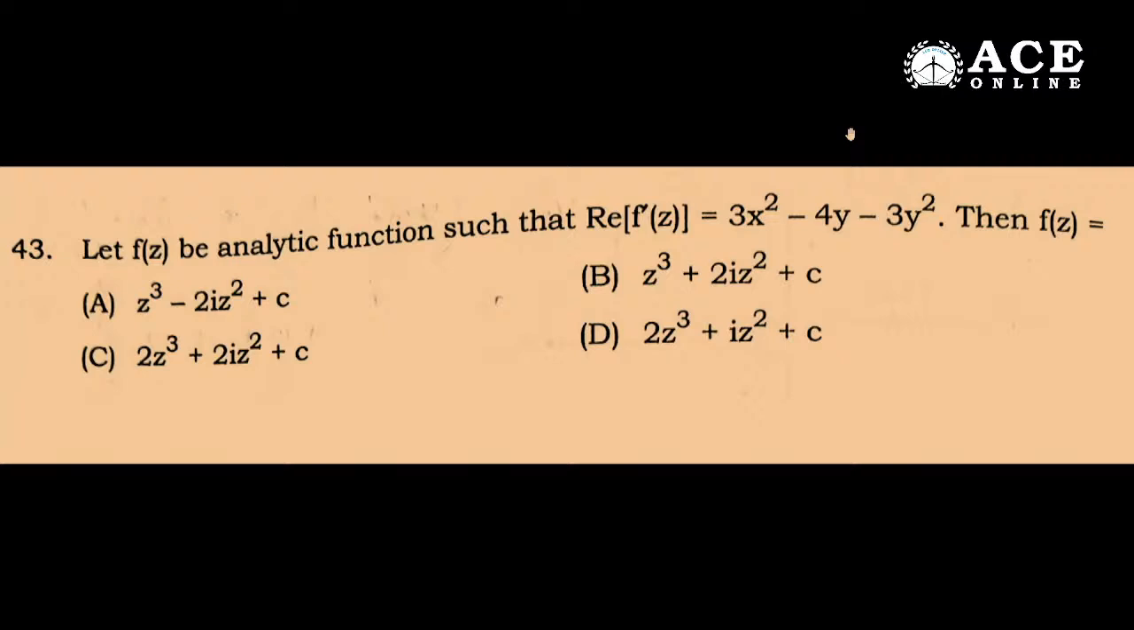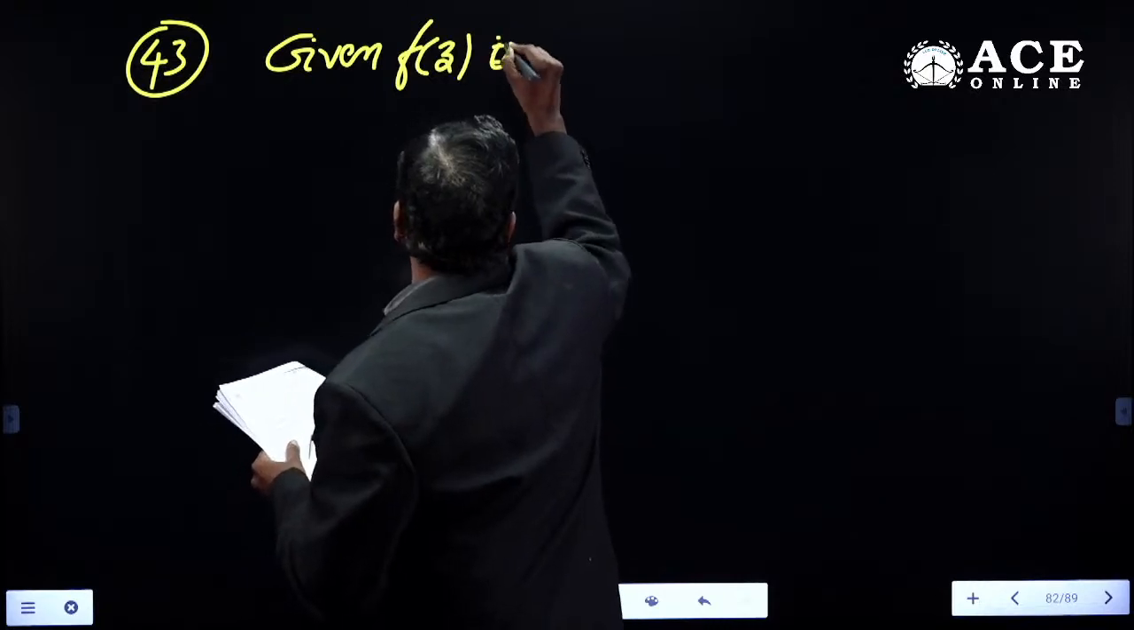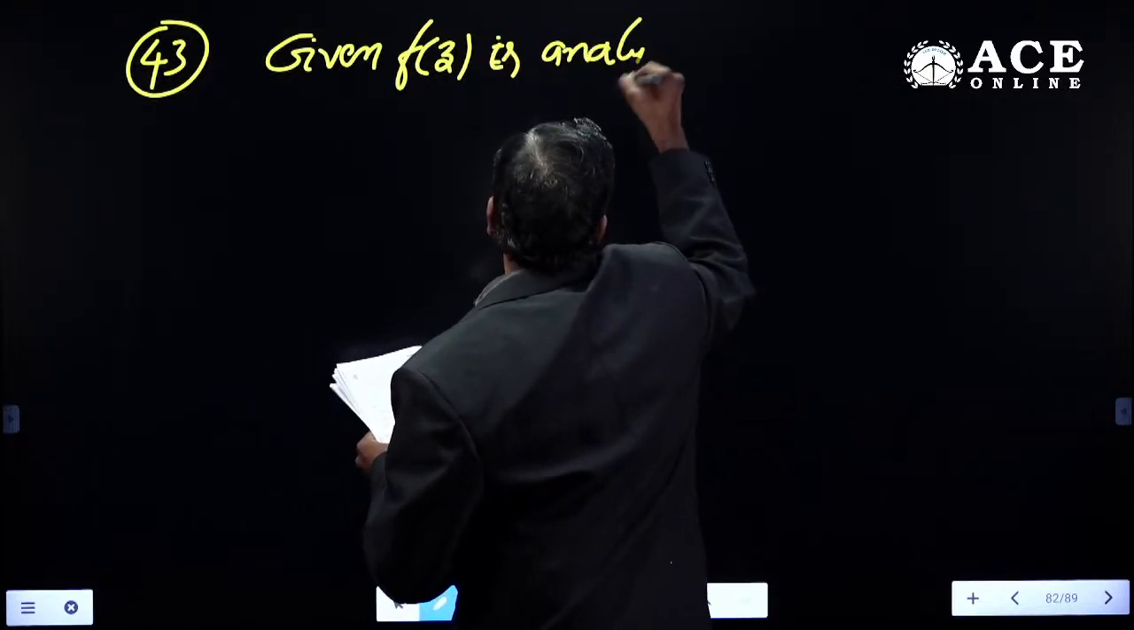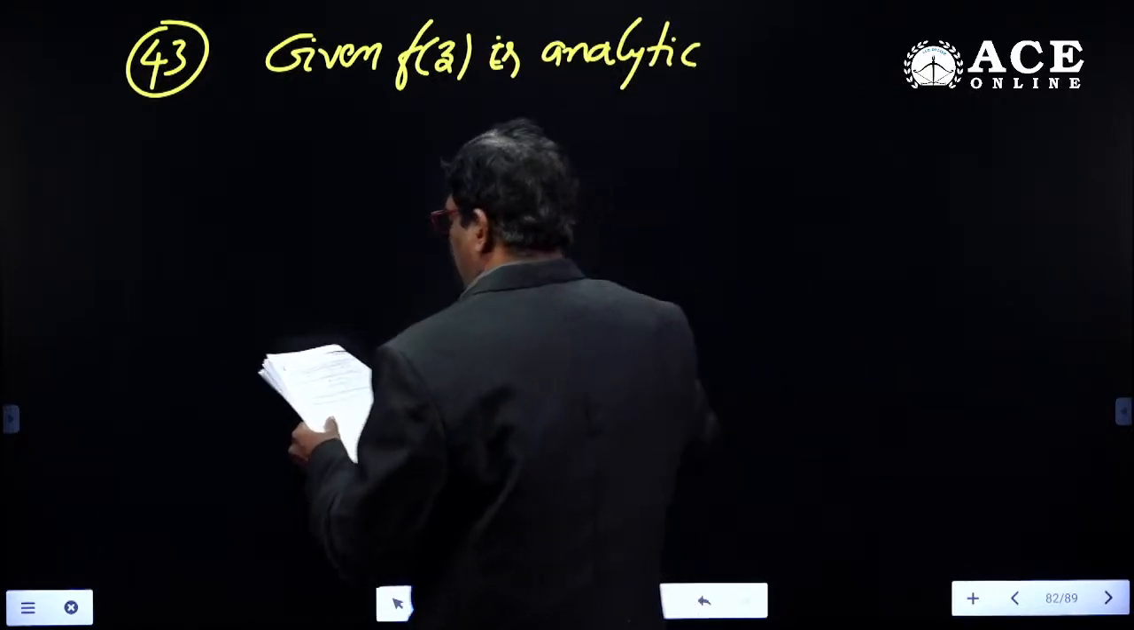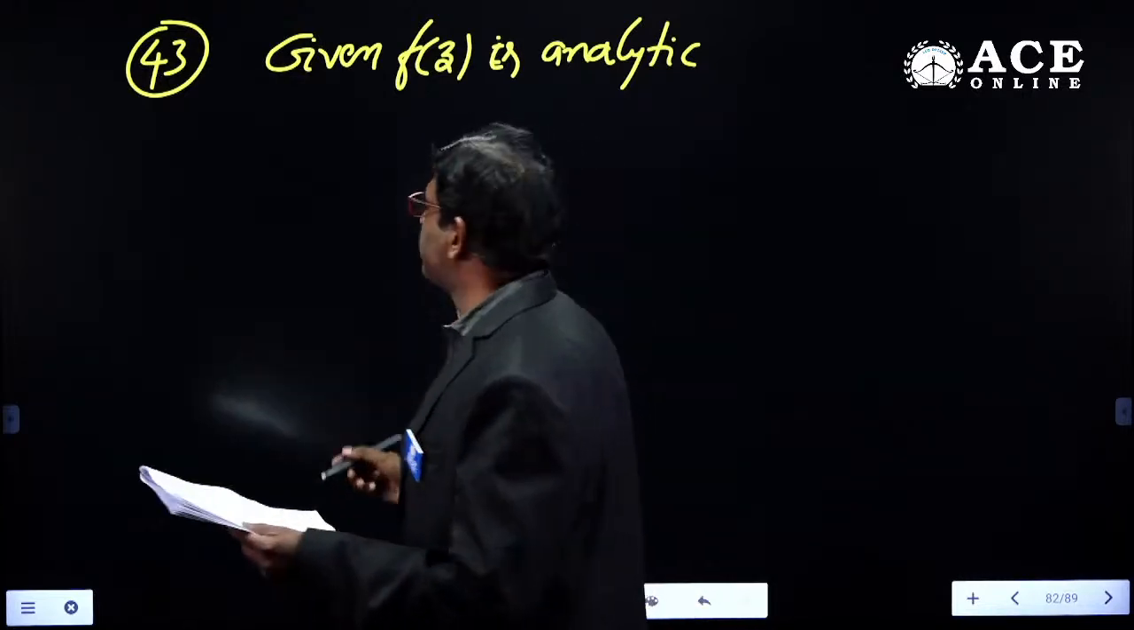Now coming to the next problem, problem number 43. This question is based on complex variables. f of z is an analytic function. The real part of f dash of z is given, not f of z.